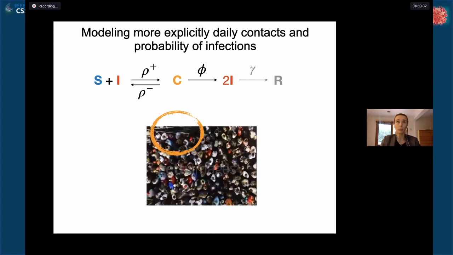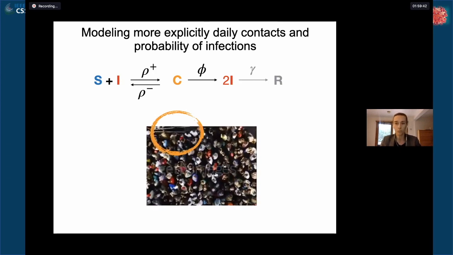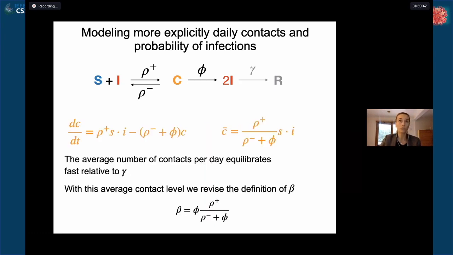So those rho plus and rho minus are meant to indicate how long you spend in a neighborhood of someone else, and the more you do so, the more likely you are to be infected. So if you include this reaction, you write down the dynamics of C, the contact species, so to speak. And of course, that will equilibrate much faster relative to the time scale of the epidemic. So you set that, you find equilibrium, and with that equilibrium, you can redefine the transmission rate beta as a function of rho plus, rho minus, and phi.